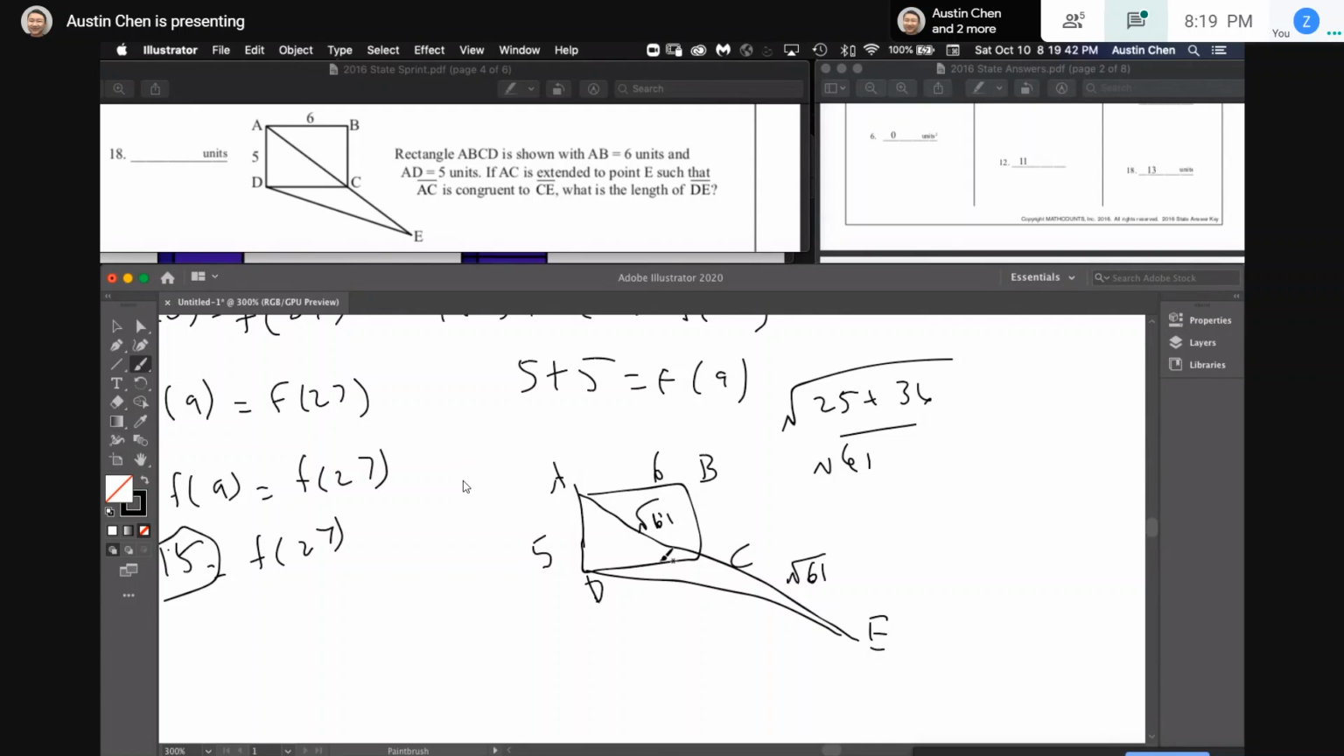We can find it with actually, okay, yeah.